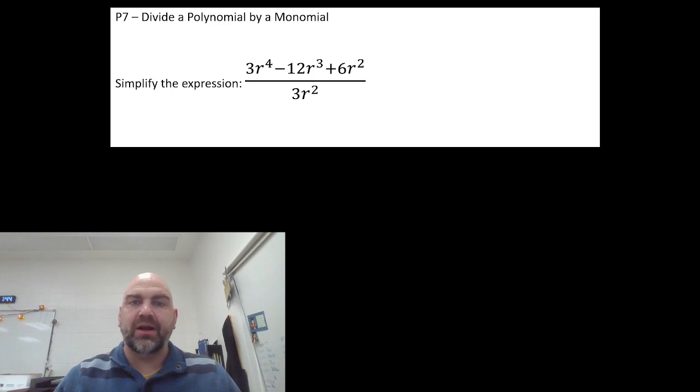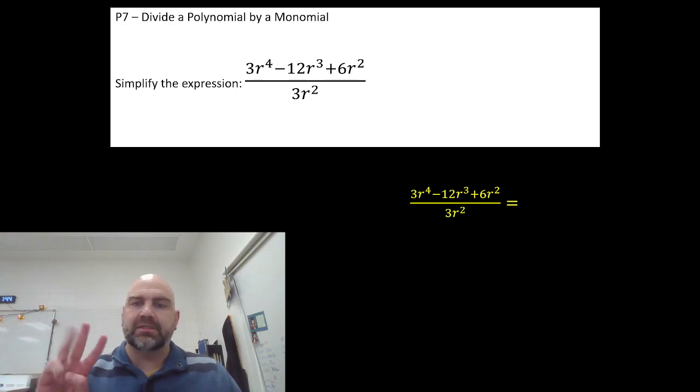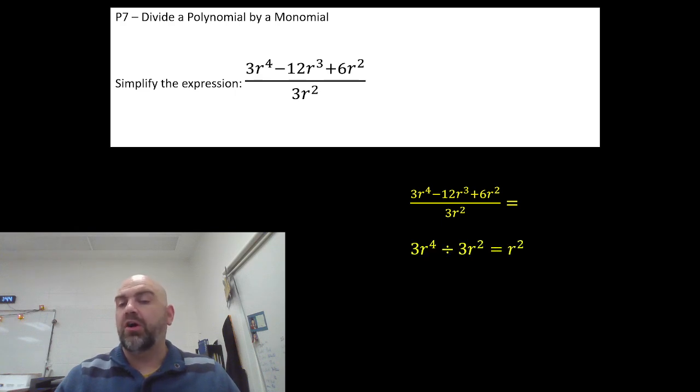Okay, let's give it a shot here. We have 3r squared underneath there, so we have to divide every term on top by 3r squared. Well, it's the same division principle that we looked at with terms, except now we have it 3 times instead of just once. So 3r⁴ divided by 3r², 3 divided by 3 is 1, r⁴ divided by r² is r², and so there, that is our answer.